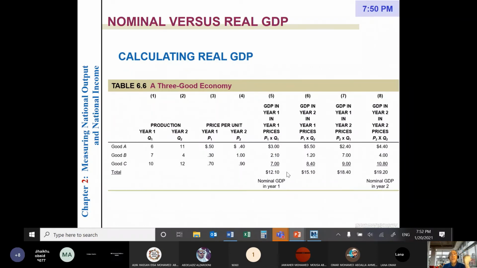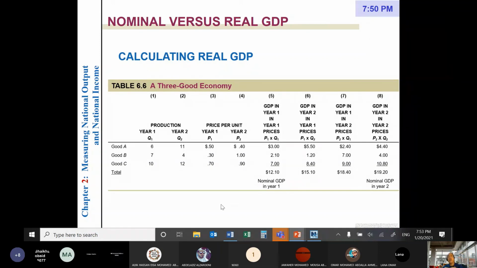What we will do? So this is the price and this is the quantity. This is the price and this is the quantity. Let me see for product B. The quantity 4, the price 1 dirham. 4 times 1 equals 4. Find the sum, it is 19.2. This is nominal GDP. So if you compare 12 to 19, this increase from 12 to 19 includes an increase in quantities plus an increase in prices.